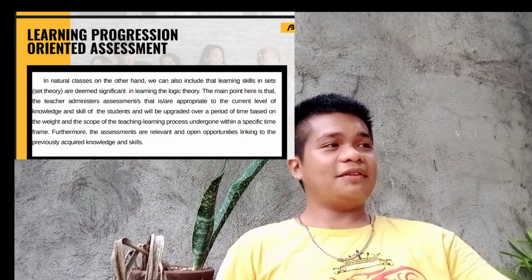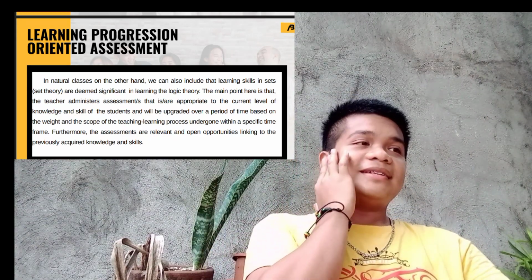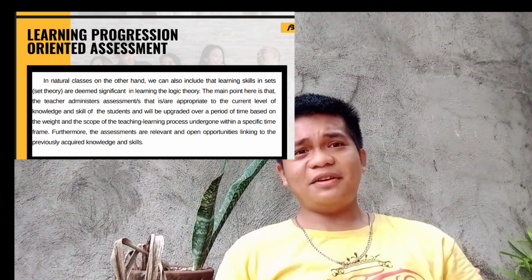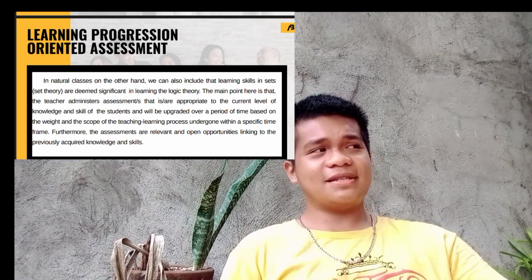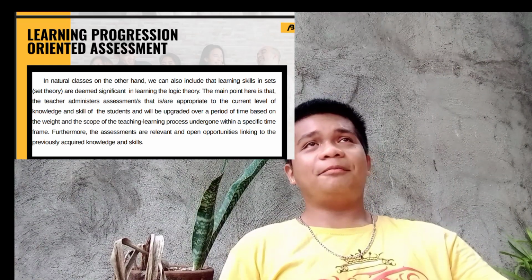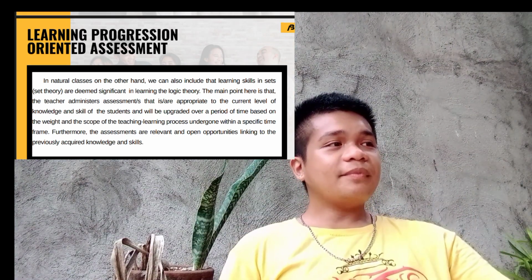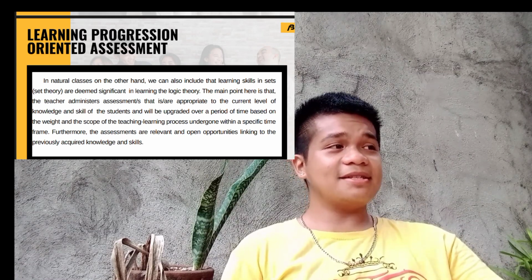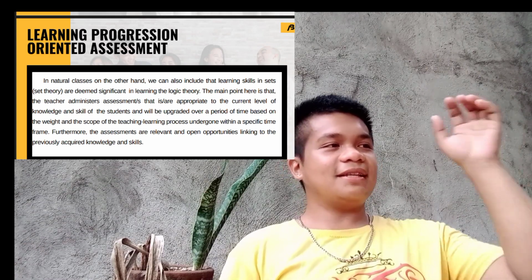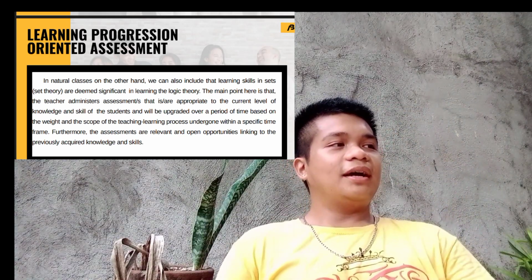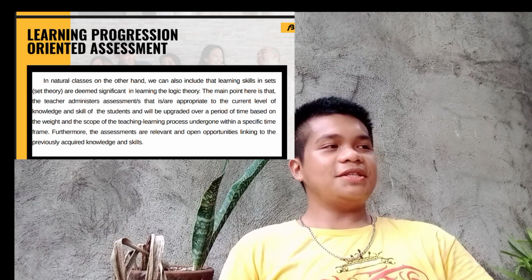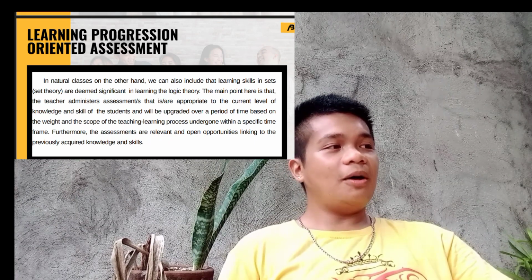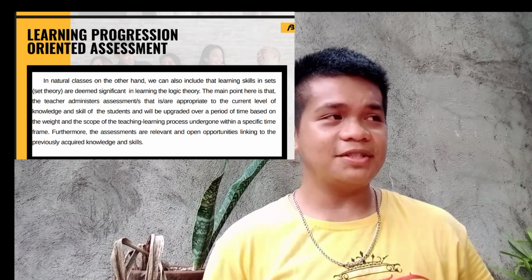In natural classes, on the other hand, we can also include that learning skills in sets or set theory are deemed significant in learning logic theory. So in set theory, there are prerequisite skills that should be mastered first. The main point here is that the teacher administers assessments that are appropriate to the current level of knowledge and skill of the students, and these will be upgraded over a period of time based on the weight and the scope of the teaching-learning progress undergone within a specific time frame. Furthermore, the assessments are relevant and open opportunities linking to previously acquired knowledge and skills.